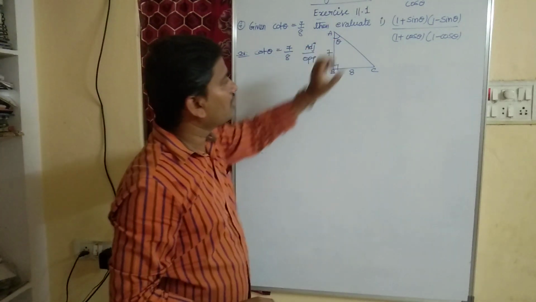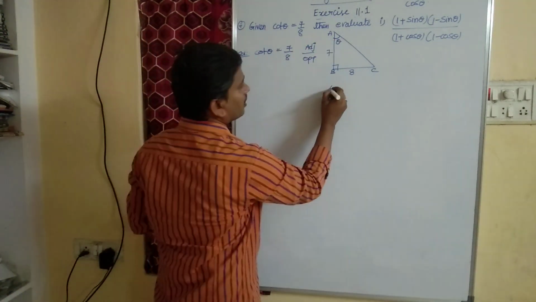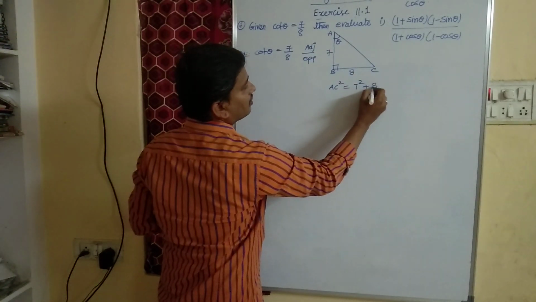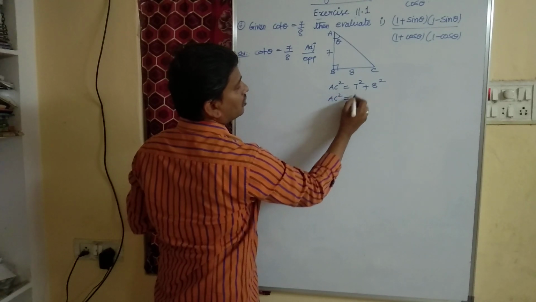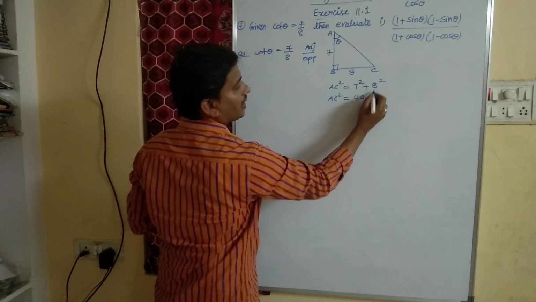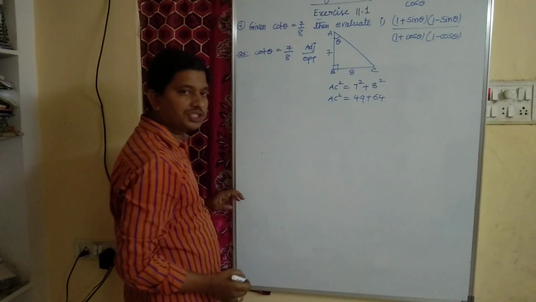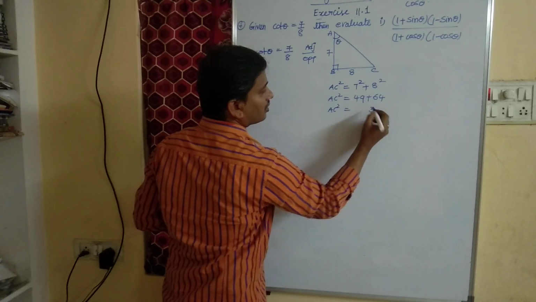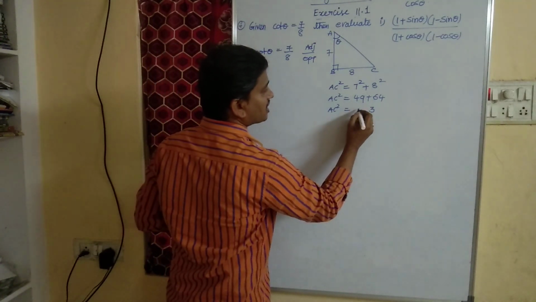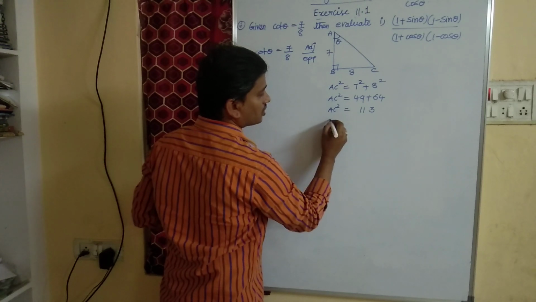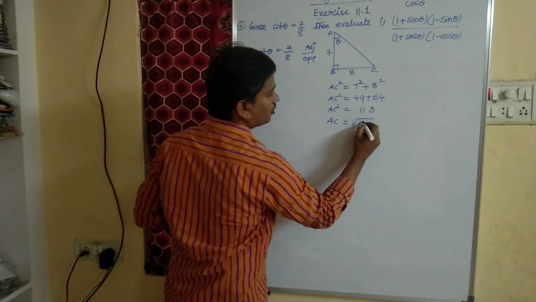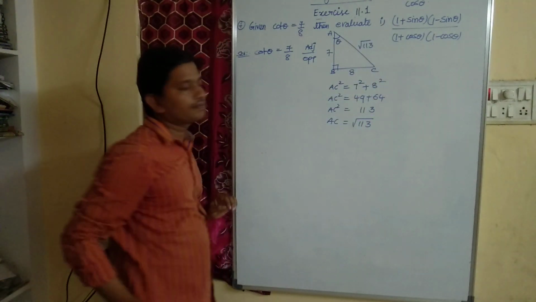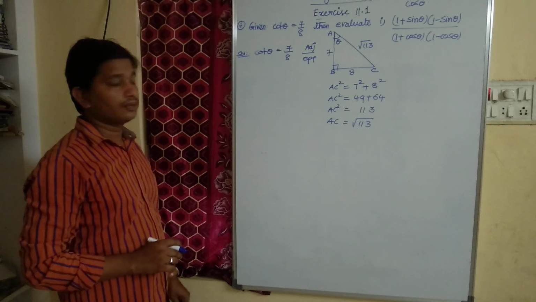Now let us find what is the value of AC by using Pythagoras theorem. AC square equal to AB square plus BC square. So AC square equal to 7 square, 7 7 is 49, 8 square, 8 8 is 64. So AC square equal to 49 plus 64, which is 113. So square you transpose children, it will become square root. So what is the value of AC? AC is root 113, which is not a perfect square. Let it be root 113 only.